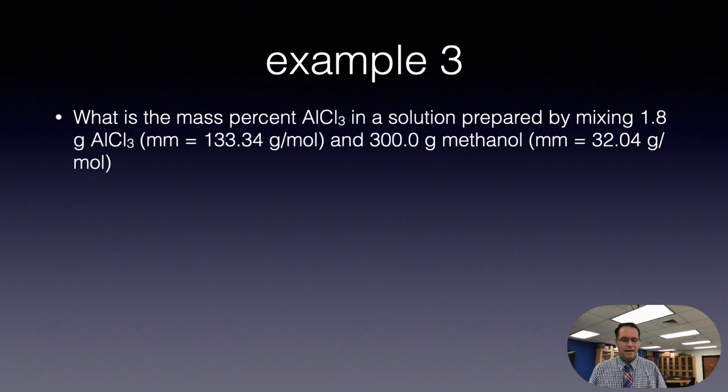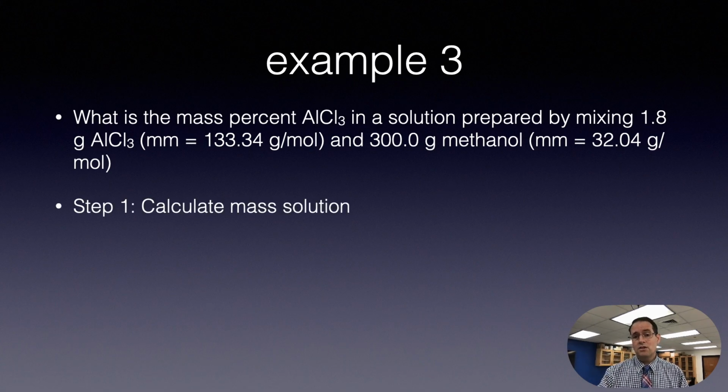Example 3, mass percent, okay? This shows up a lot at the grocery store when you're talking about bleach, 5.25% sodium hypochlorite, or hydrogen peroxide, it's 3% hydrogen peroxide, something like that, okay? So mass percent is just grams of the part divided by grams of the whole. So we need those parts. So first of all, we calculate the mass of the solution.